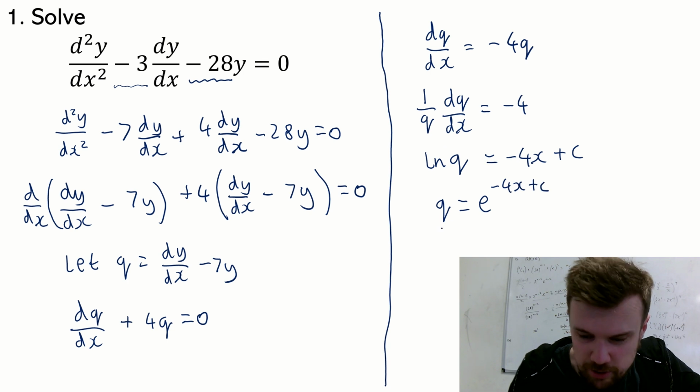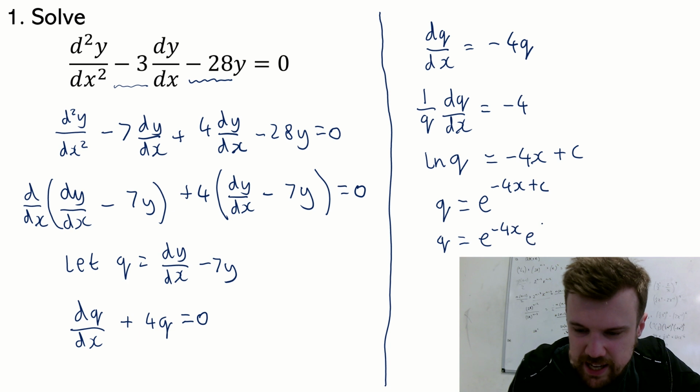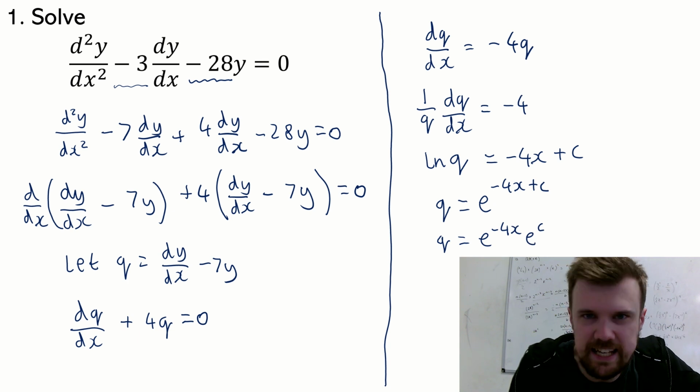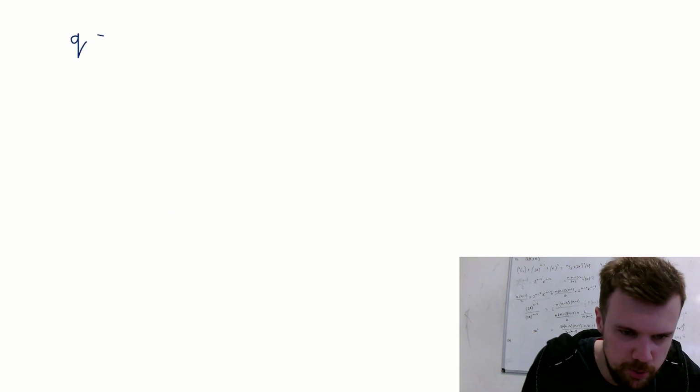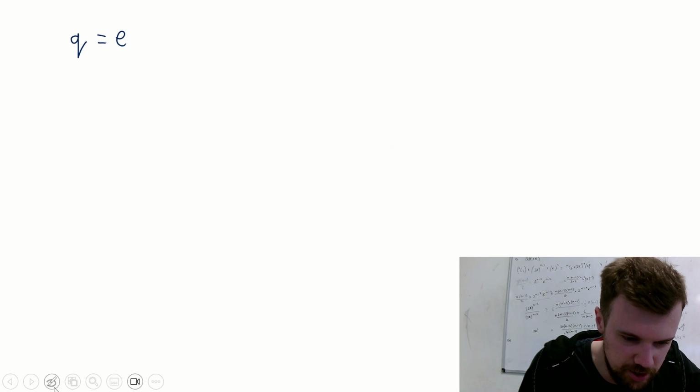As always, though, with these sort of things in separation of variables, we don't like the plus c being in the power there. So you could then split it up using index laws and then rewrite e to the power of c as a new integration constant, like, I don't know, D, capital D is what we're going to do. So it's going to be q equals D lots of e to the minus 4x.